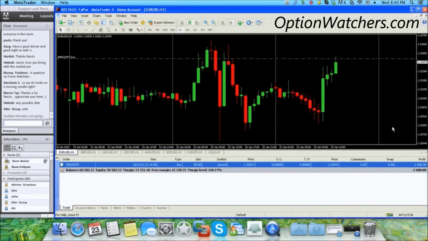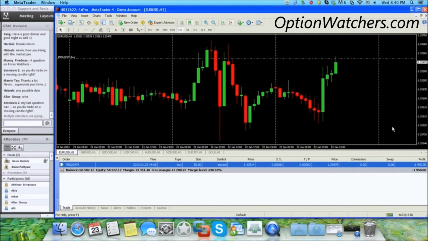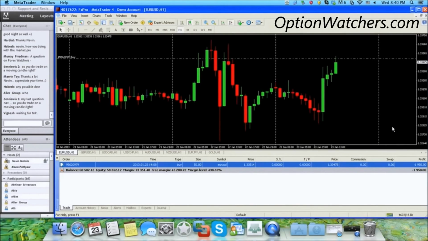So do you trade on a moving candle, right? I do trade on a moving candle if I am certain of certain things. We can also go over that sometimes.